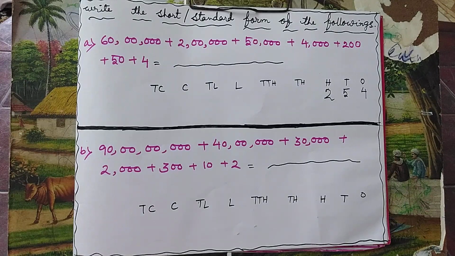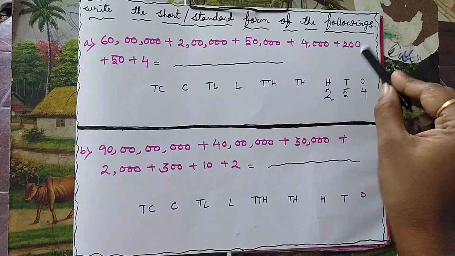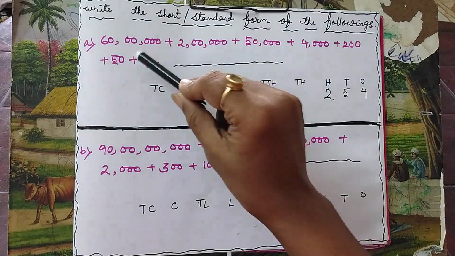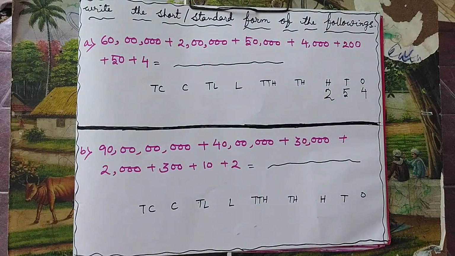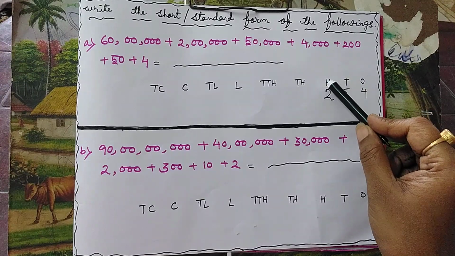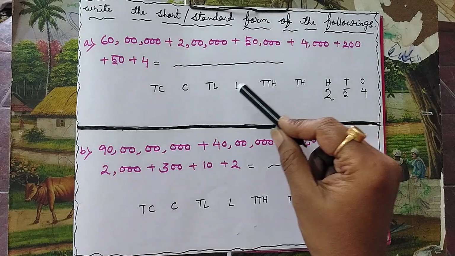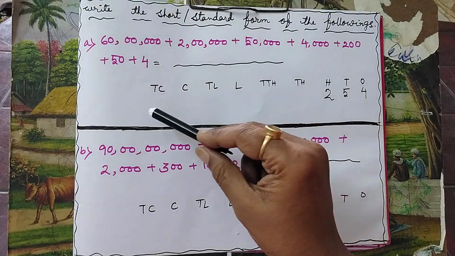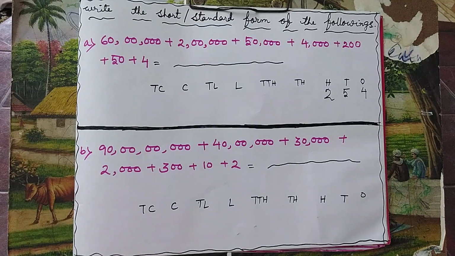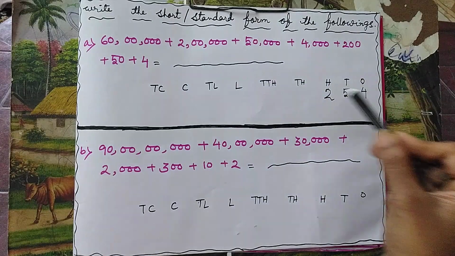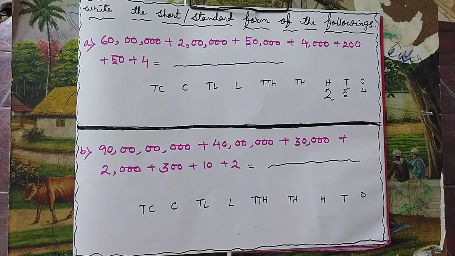Okay. Children, you can see many numbers are there. We have to write the short form of these following numbers. How? For that, we have to make a place value chart. Indian place value chart: ones, tens, hundreds, thousands, 10,000s, lakhs, 10 lakhs, crores, 10 crores. Okay. Now, you have to place these numbers in their respective houses or respective places. How?